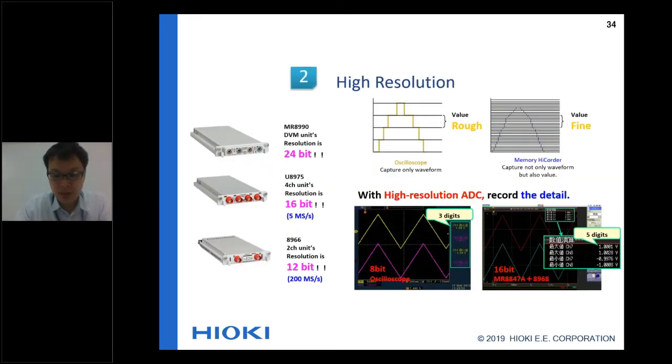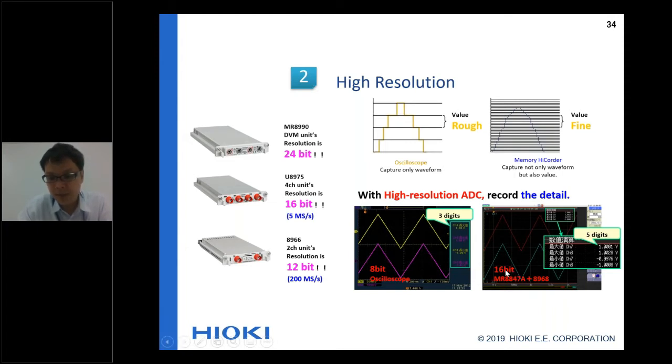So next is high resolution. If you want to capture the waveform and measure the value simultaneously, resolution is very important. A general oscilloscope has only 8 bits. In that case, you can also see the maximum voltage and the minimum voltage, but you can see only 3 digits, which is sometimes not enough.